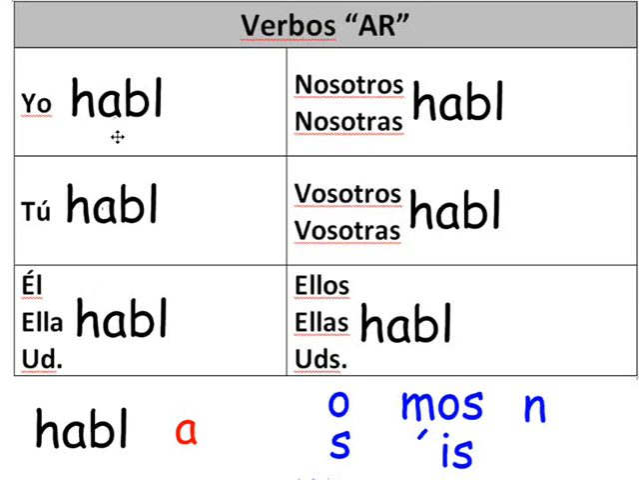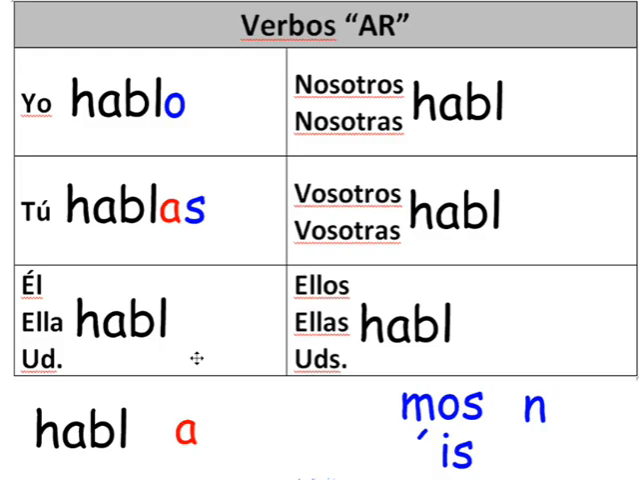Now for yo, this one's a little bit different. We just add O at the end, so it's yo hablo. For tú, we start a pattern that we'll see in the present tense, in some other tenses, and some things that are actually similar between AR verbs and ER verbs, is that the next letter we write after the stem is a letter related to the type of verb it is. So since it's an AR verb, we add an A. But then the next letter is the ending that tells us who's doing the action. So we have tú hablas.